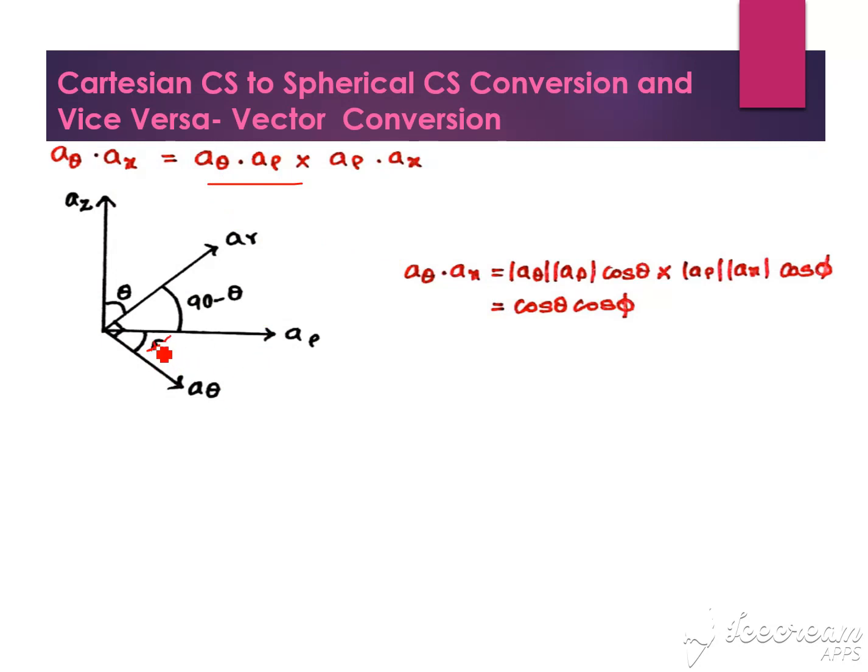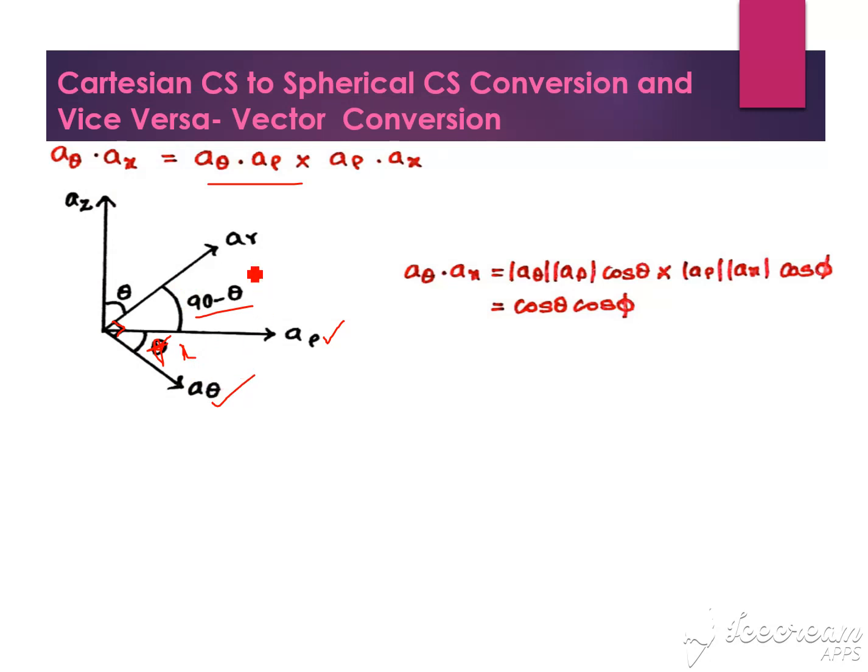So here we don't know the angle for this one. In spherical coordinate system the angle between theta and r is 90, and already we know the angle between az and ar is theta. So from this the angle between a rho and az is 90 minus theta. So from this we can find the angle for this one.